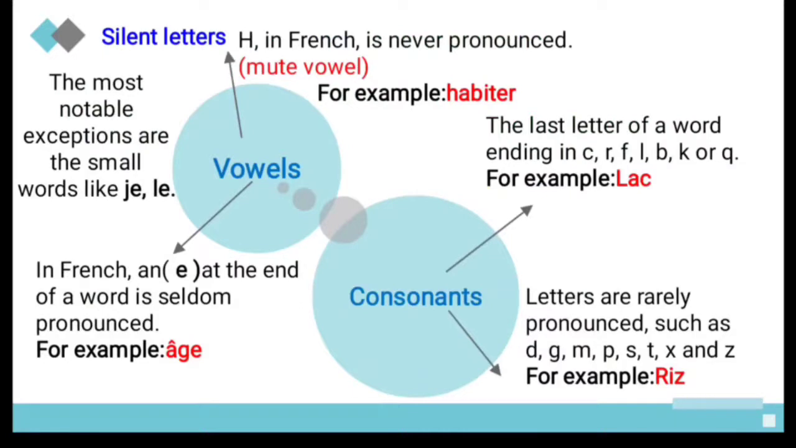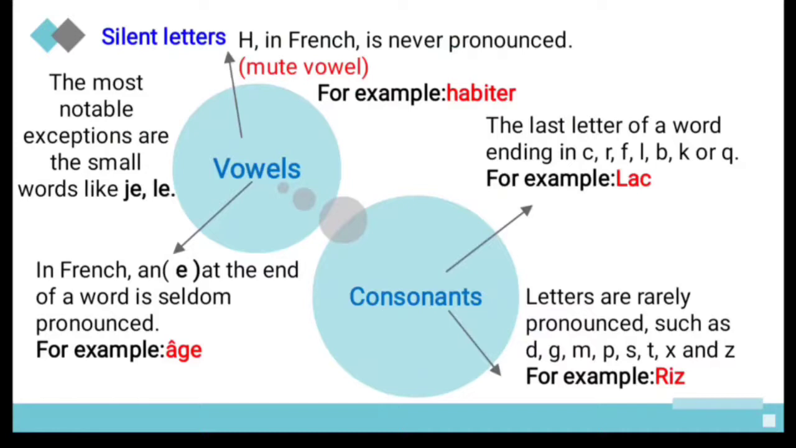And what are the silent letters? Some silent letters are there. So first one in vowels. What are the silent letters in vowels? First one is H, ash, in French is never pronounced. That is a mute letter. See the example, habiter. Habiter means what? To live. So you should not pronounce the H, that is a mute letter. So you have to pronounce habiter.